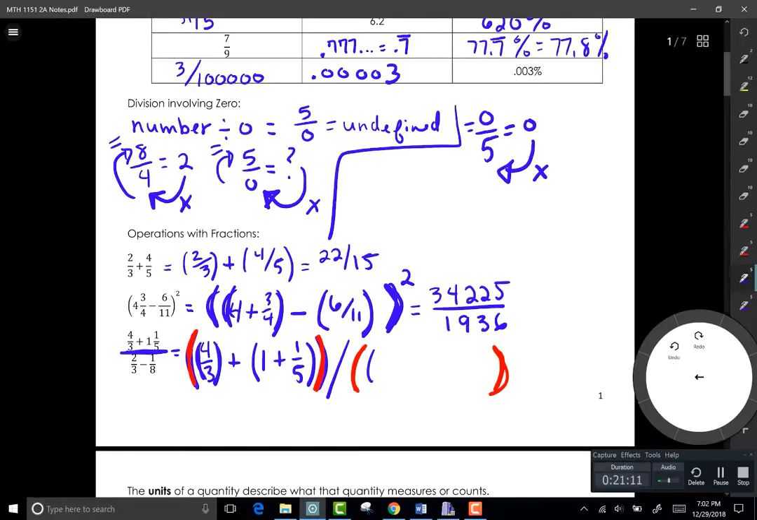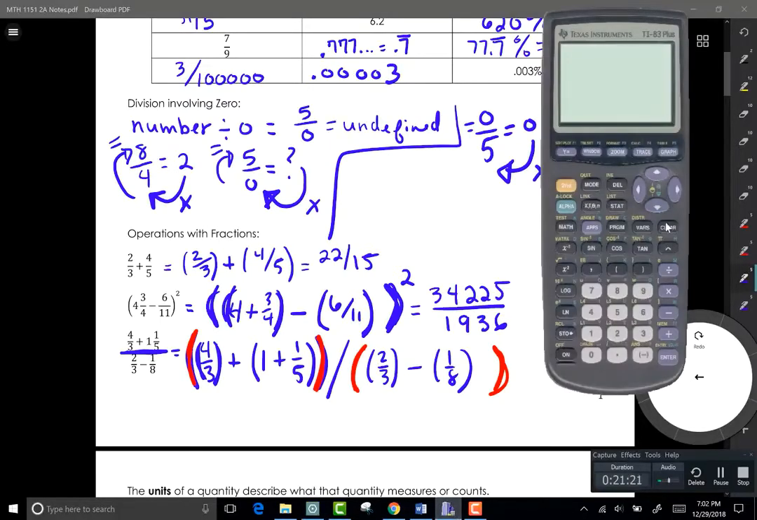So this is going to be 2/3 minus 1/8. So this is how I'm going to put it in on the calculator. I'm going to do parentheses for the numerator, and then parentheses for the 4/3, 4 divided by 3. Close parentheses for the 4/3. Plus, then open parentheses for the 1 1/5: 1 plus 1 divided by 5. Close parentheses for the 1 1/5. And then close parentheses for the numerator.